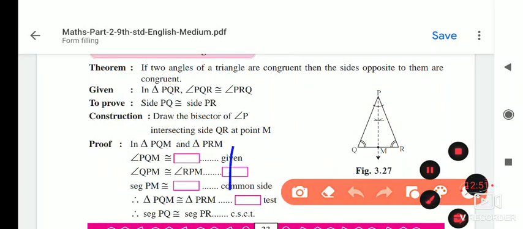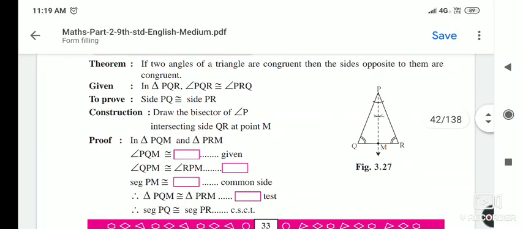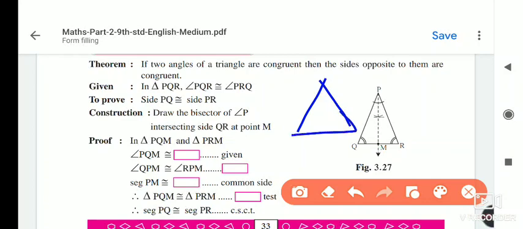After that, we will see the converse of the isosceles triangle theorem. So what is the converse? Converse means, as I told you, the opposite statement of the theorem. In the above statement, if the sides of this triangle are congruent, AB is congruent to AC, then angle B is congruent to angle C. So its opposite is what we do now.